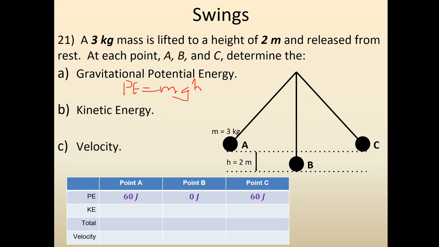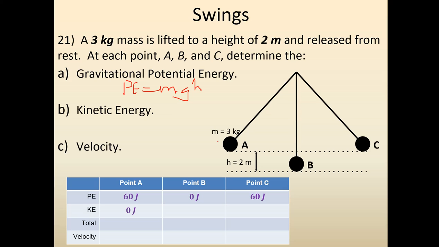Now, for the kinetic energies, what we're going to do is kind of look at this a little bit. So point A has no velocity. It starts at rest when it gets released. So that means all this energy is in potential.